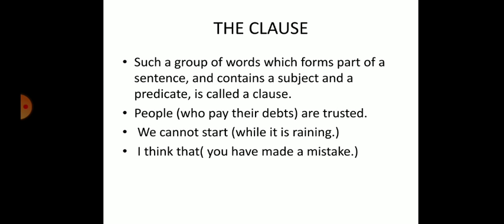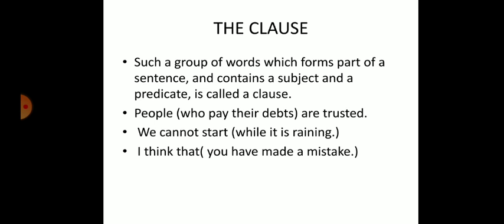Yes, another category that is again a group of words and that resembles a sentence is the clause. What is a clause? A clause is again a part of a sentence, just like a phrase and a sentence. It is a group of words, but despite being part of a sentence, it conveys its full meaning.